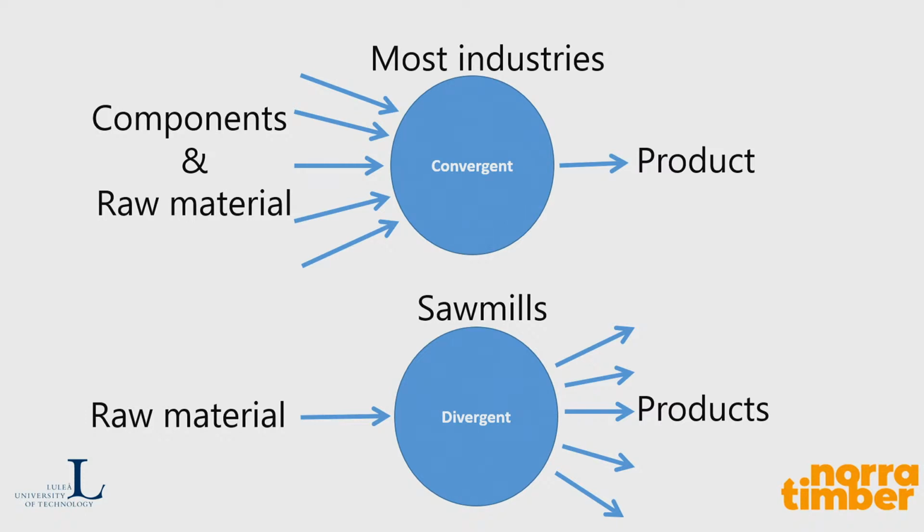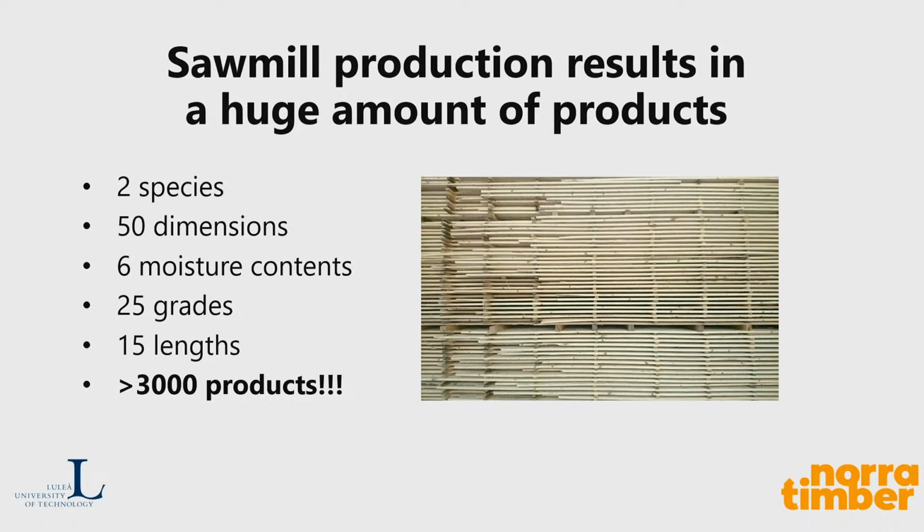The result of this is that a typical sawmill produces a huge amount of products. For instance, at Norra, we cut both pine and spruce on all our sawmills. And if you add together the fact that we have two species, we have maybe 15 different dimensions because we have several customers that want their very specific dimensions. We have actually, I think, at least 6 different moisture contents for different customers. We have 25 different grades we grade the wood into because the customers also have specific demands for their products, and we have 15 different lengths.